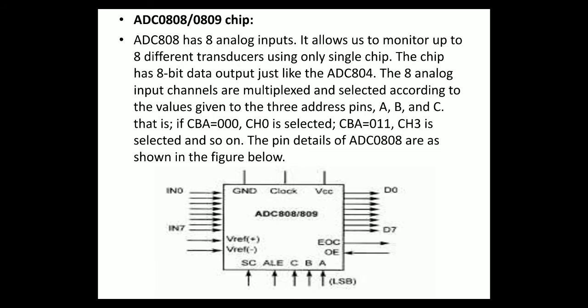Similarly, ALE, address latch enable, because you have to select the particular channel. So an ALE pulse is also used, as I have just spoken, with CBA, which are nothing but data selection lines. Then OE stands for output enable. Please focus on this: SC is an input signal, ALE is an input signal, all CBA are input signals, and OE is also an input signal for this chip. There is only one output channel, called EOC, end of conversion.